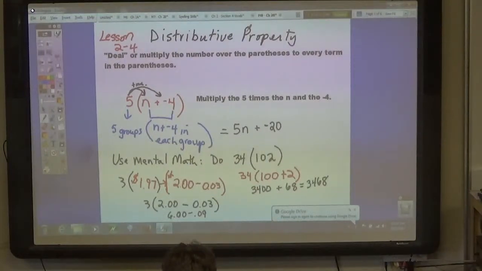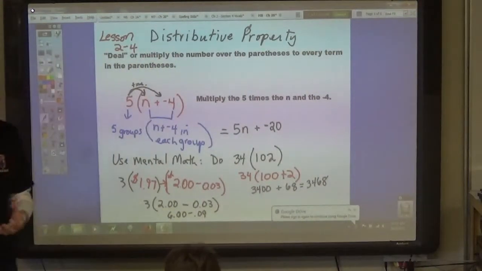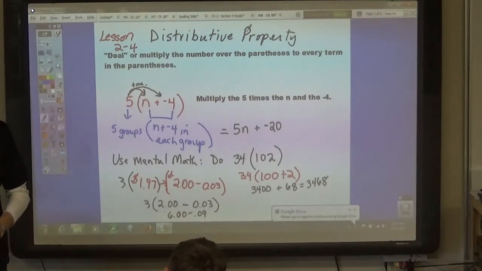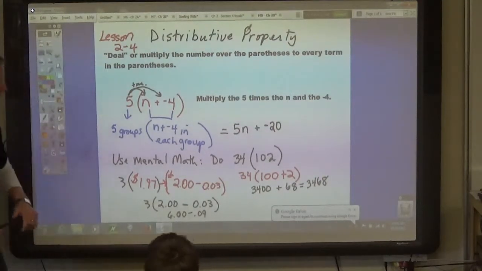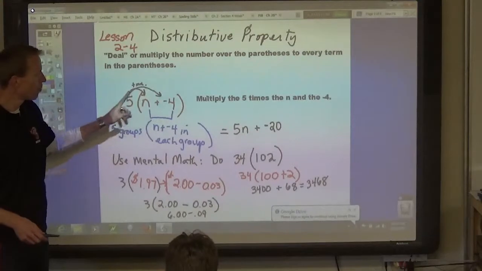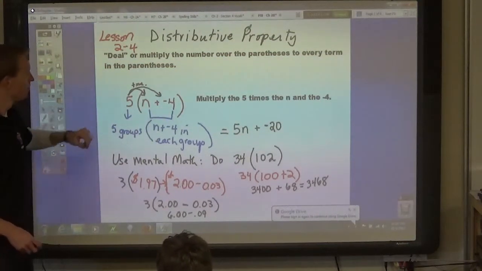All right, eighth graders, we're going to work on the distributive property today. The distributive property is kind of like playing a card game, okay? It's kind of like dealing the same number to every player. But instead, we're going to be talking about multiplying a number over parentheses to every term, okay?